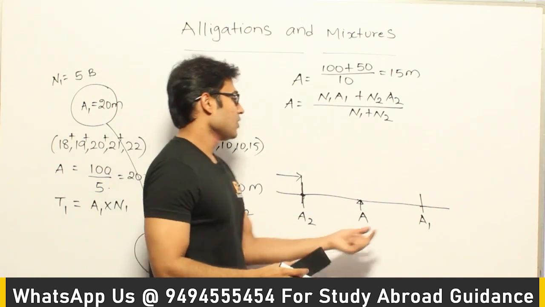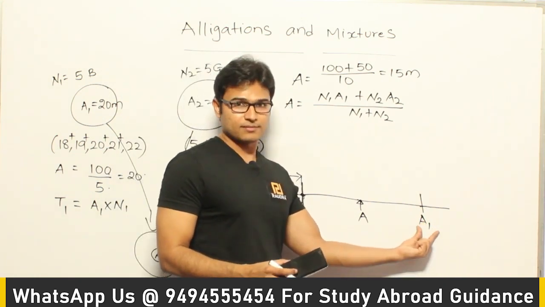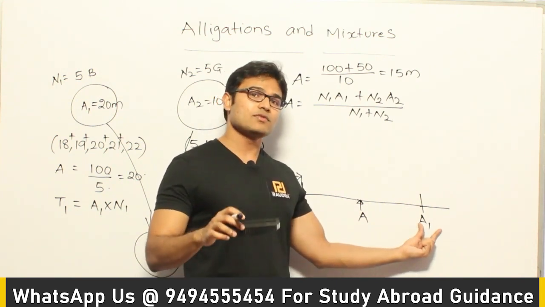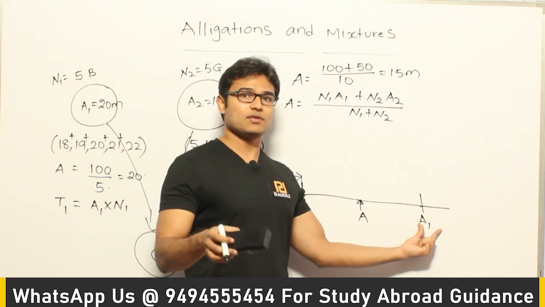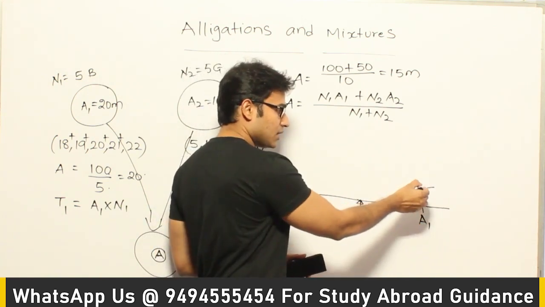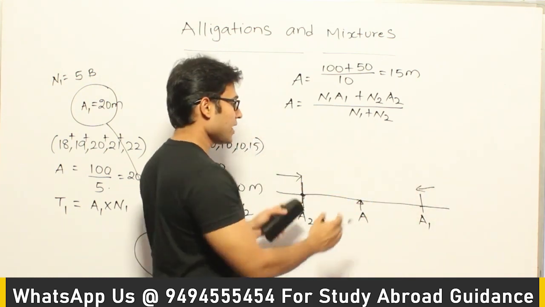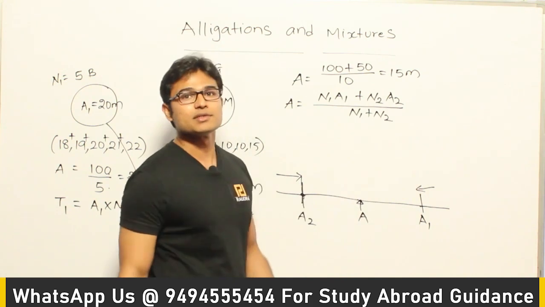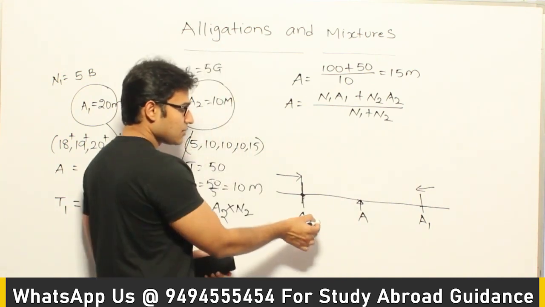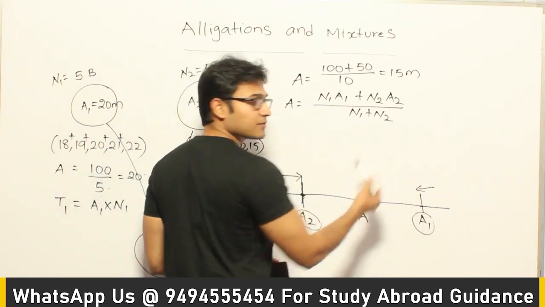And similarly, some items are already there with the highest average a1. To those items, we are adding the items whose average value is less than that. Therefore, the average should lie to the left of it. It cannot increase beyond that. Got it? So the average has to lie between these two numbers. Now, where is it going to lie? That depends on how many items of a2 you are adding and how many items of a1 you are adding.